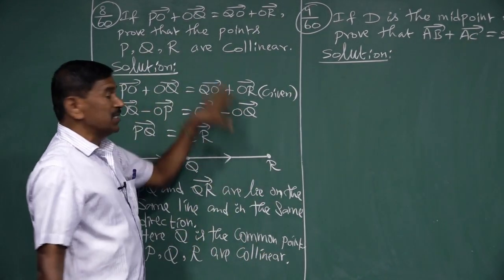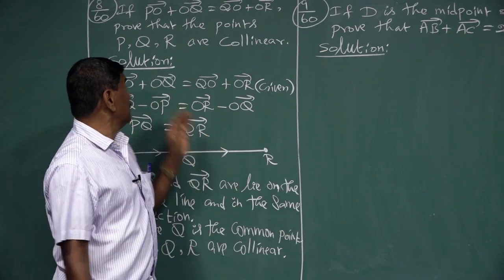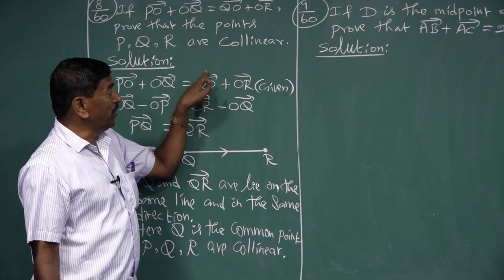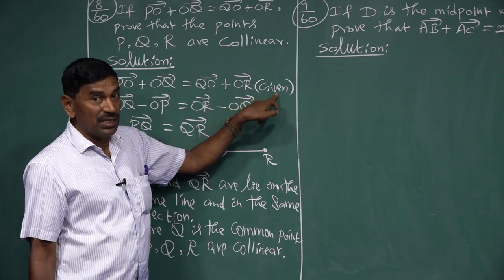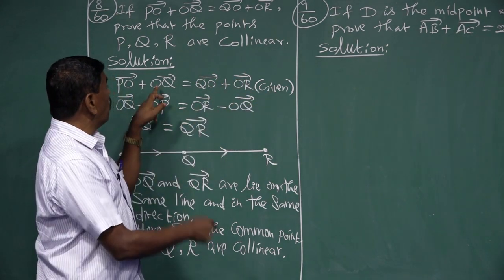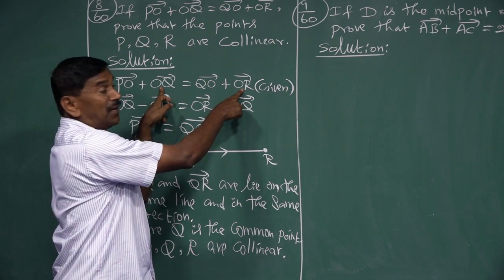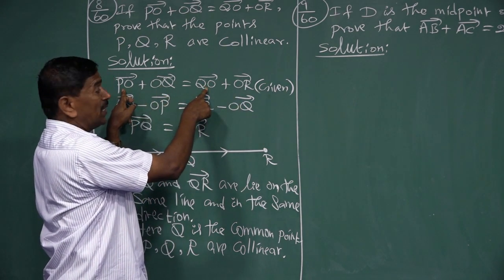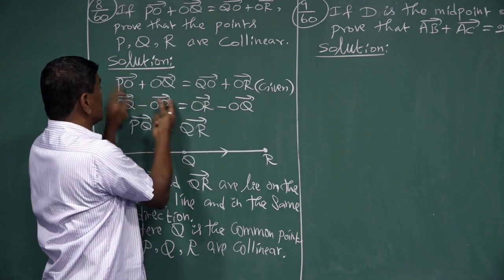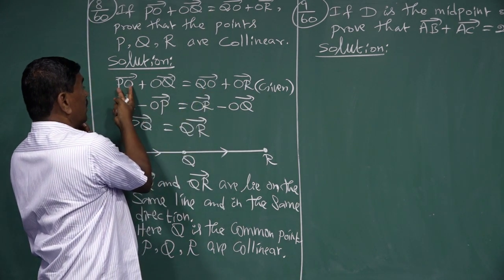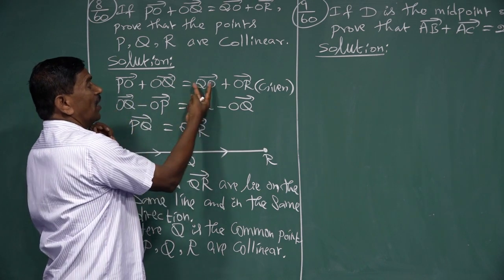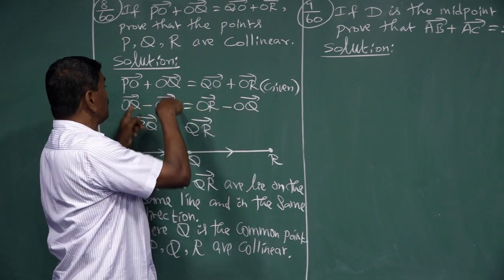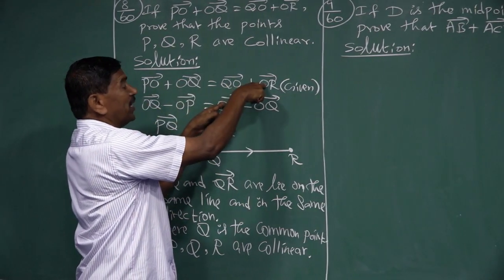Listen, its preparation is very simple, which is a 3-mark question. PO vector plus OQ vector is equal to QO vector plus OR vector is the given condition. Now, OQ vector and OR vector are in the standard form, but PO vector and QO vector are not in the standard form. So, we want to interchange. That is, PO vector is equal to minus OP vector, and QO vector is equal to minus OQ vector, where OQ vector and OR vector are fixed.